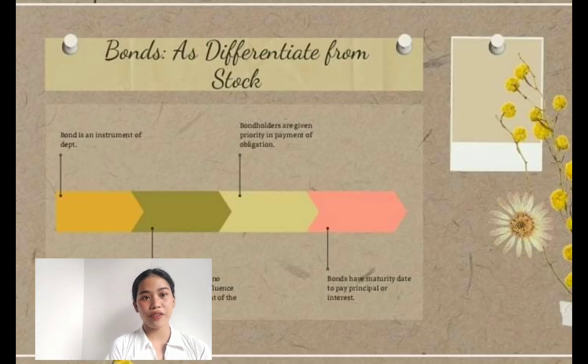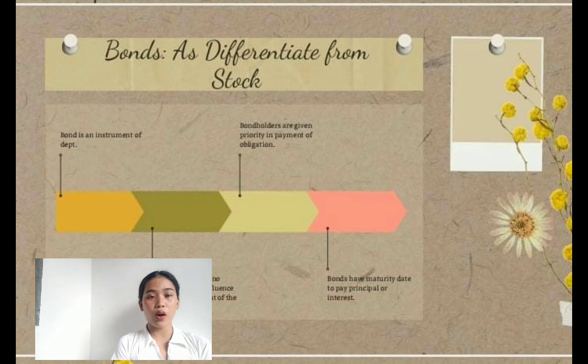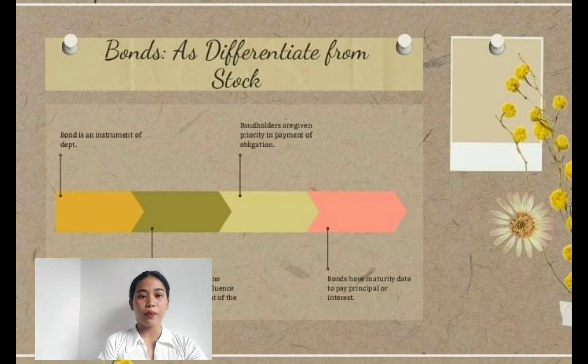Bonds as differentiated from stocks. Bond is an instrument of debt while stock is an instrument of ownership. In a business, bondholders are given priority in payment of obligation over the stockholders. Bond interests are fixed while dividends to stockholders vary with the income of the business and are those declared by the board of directors. Bonds have a maturity date to pay principal and interest while stock as capital financing does not have maturity dates.